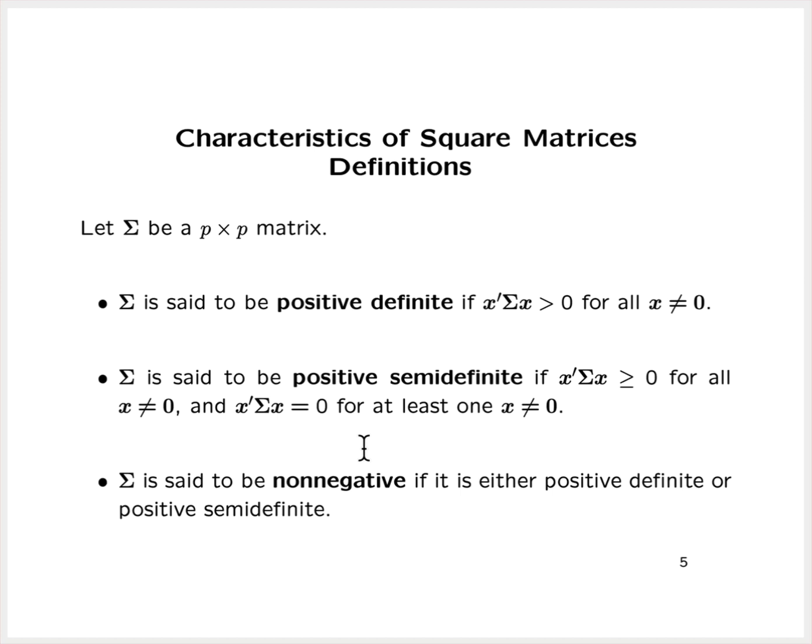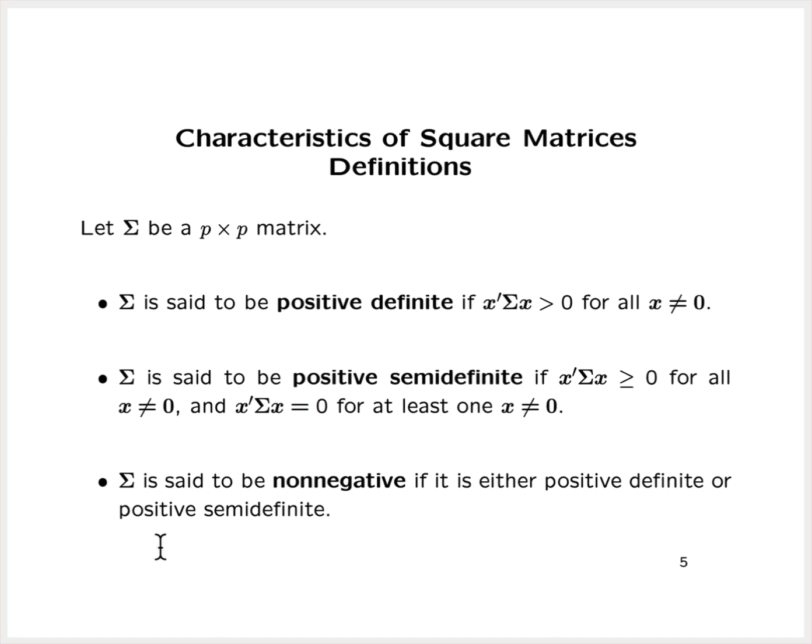Now, we also have positive semi-definite matrices. Cap sig is said to be a positive semi-definite matrix if this relationship, rather than being strict, is non-strict for all non-zero p by 1 vectors x, and it's equal to 0 for at least one of these non-zero p by 1 vectors x.